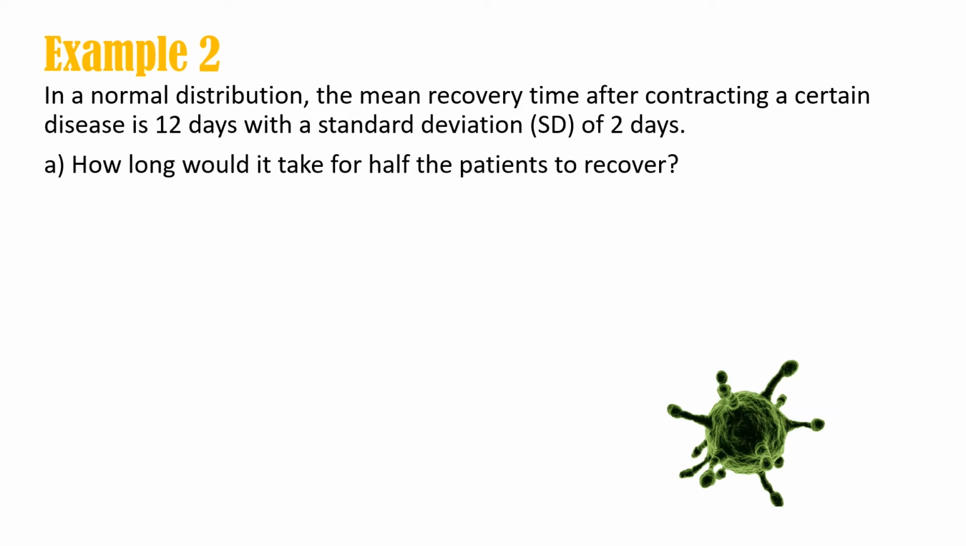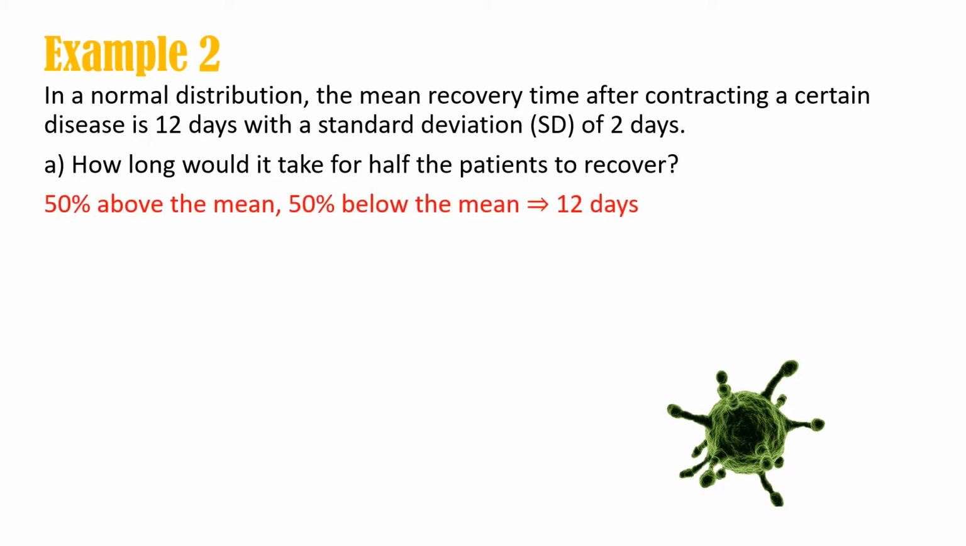Well, we know that our normal distribution is nicely symmetrical. So our mean is going to be in the middle, and we're going to have half above that and half below that. So we know that our mean is 12 days. So how long will it take 50% to recover? Well, it's going to be 12 days. 50% below the mean, 50% above the mean. Mean is 12 days, so we're going to get half of them recovering in 12 days. Some might be less, but that's still within 12 days.